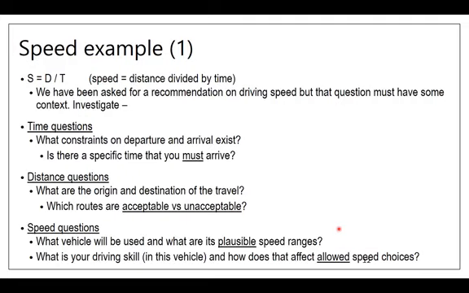And so we need to dig in with those questions and find out what the absolute fixed pieces are. What's the origin and destination? Which routes might be considered acceptable versus unacceptable? So which choices are we allowed to make that might have a factor on distance? What vehicle? What are the plausible speed ranges? Are we going to be stuck?